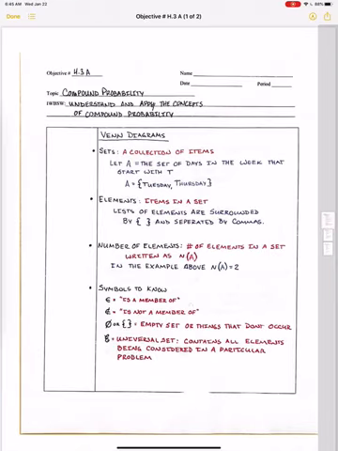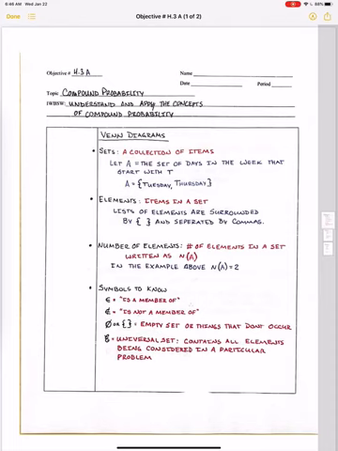Alright, today we'll be looking at some vocabulary and basic concepts of compound probability. So we're going to start off with just some basic vocab, dealing with Venn diagrams in particular. We're starting off with sets. A set is a collection of items. So a group of days of the week, that would be a set of items.